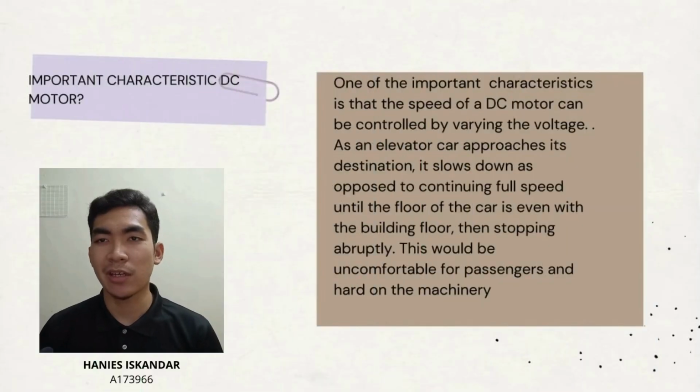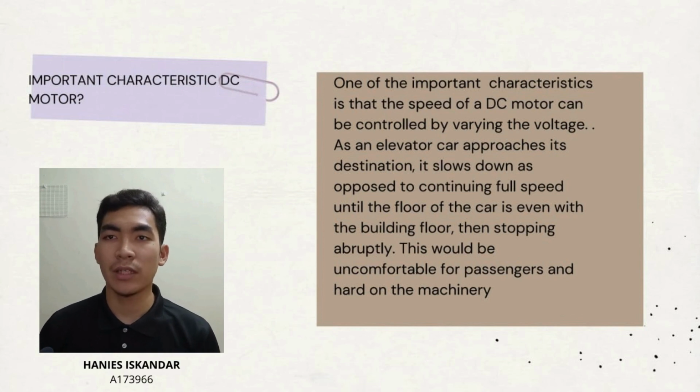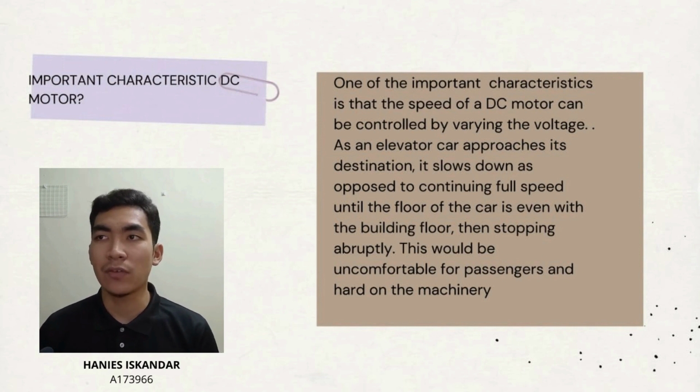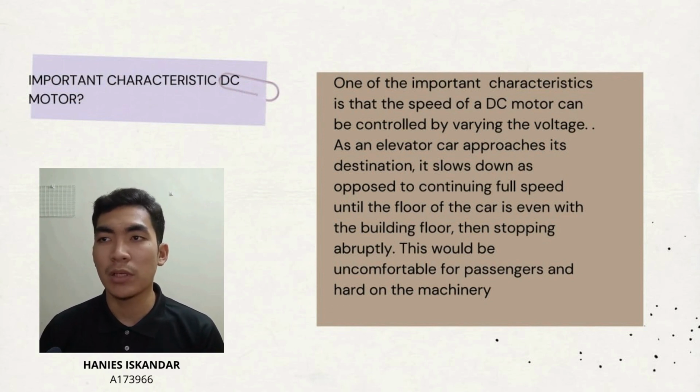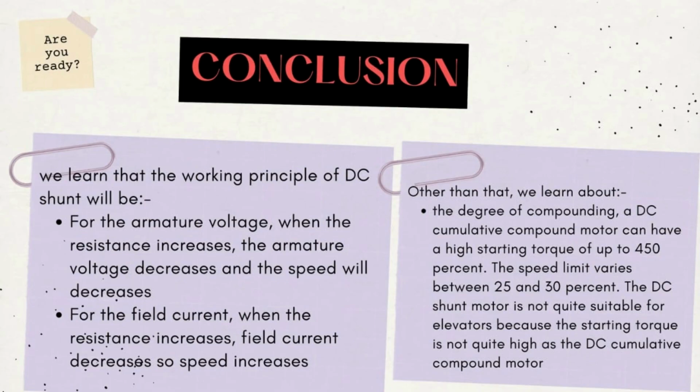Okay, based on this project, we have learned about a few of the characteristics of DC motors. One of the important characteristics of a DC motor is that the speed can be controlled by varying the voltage. As an elevator car approaches its destination, it slows down as opposed to continuing at full speed until the floor of the car is even with the building floor, then stopping abruptly. This would be uncomfortable for passengers and hard on the machinery.